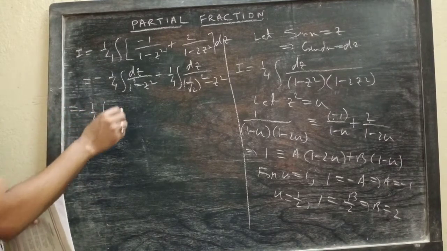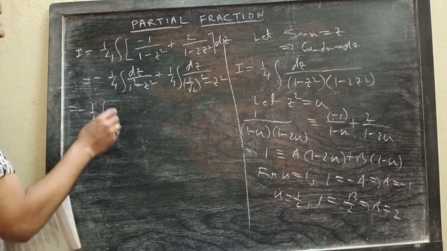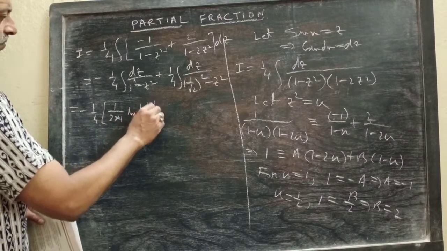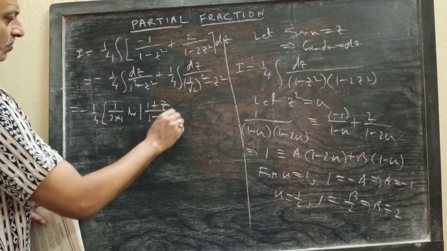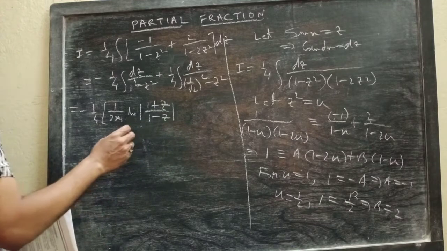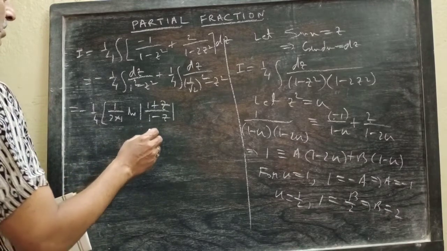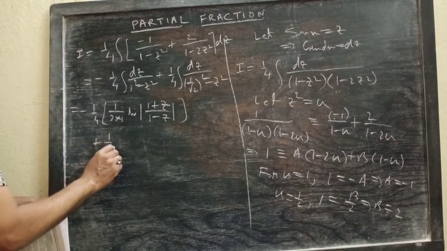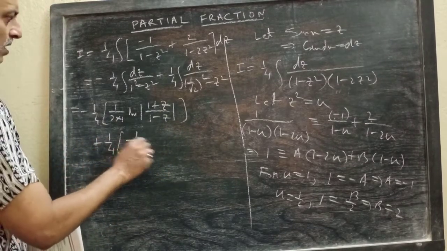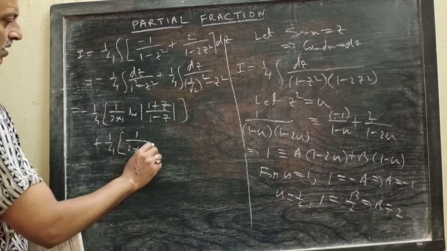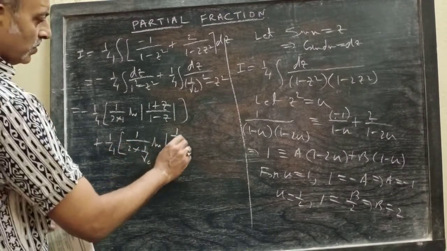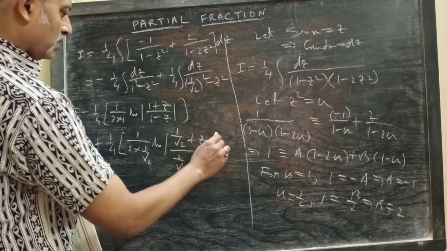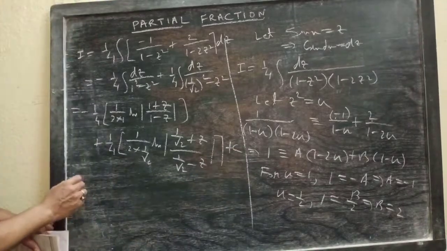Minus 1 by 4 dz by a square minus z square. This will be 1 by 2a, 1 by 2a d of mod of a plus z by a minus z. This was the first one, and the second one will be 1 by 2a d of mod of 1 by root 2 plus z by 1 by root 2 minus z, plus c.